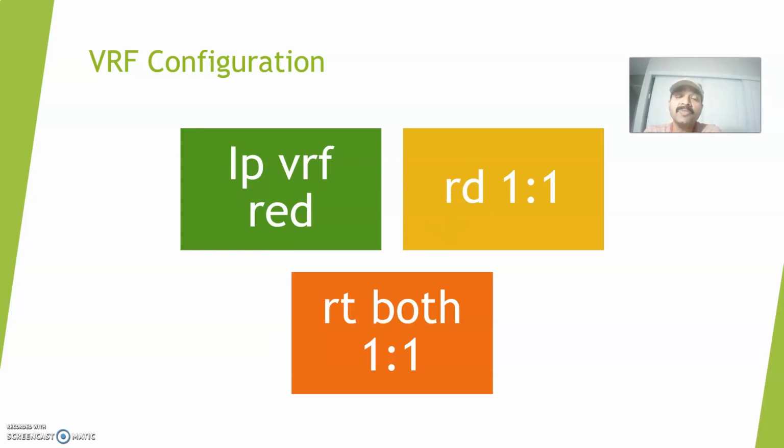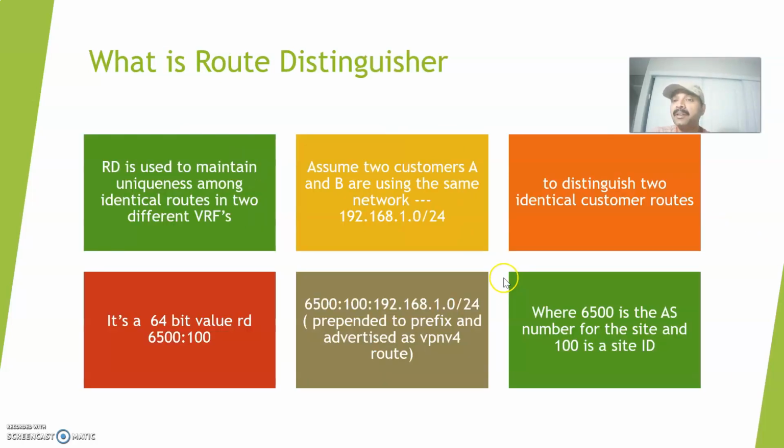It is used to distinguish between two identical customer routes. There can be thousands of customers in an MPLS cloud, and several customers may use the same prefix value. So how can we differentiate between the customer routes? By assigning this RD value. The RD is assigned a unique value for each and every customer, so by assigning this RD value, I can differentiate between several identical customer routes. RD is used to maintain uniqueness among identical routes in different VRFs. So assume there are two customers, both using the same prefix value, say 192.168.1.0.